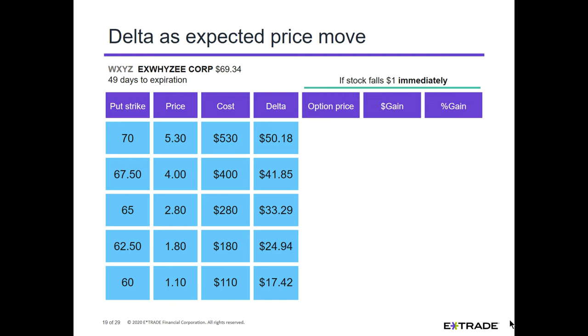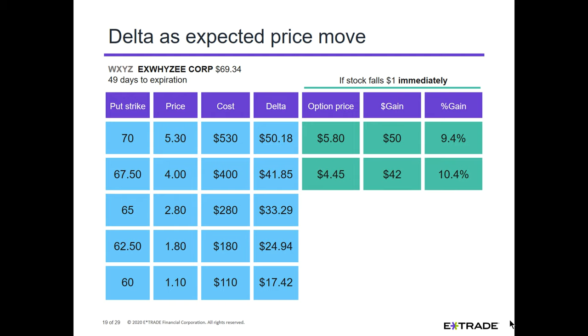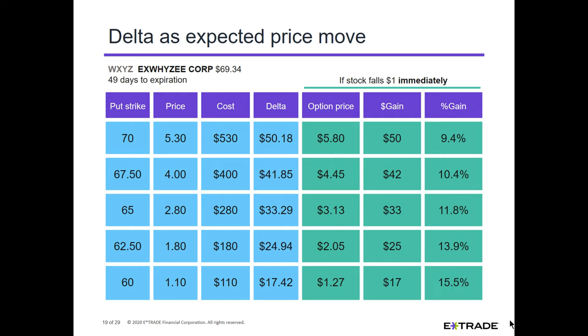But let's look at it in a different way. Let's compare the option price to the gain that would occur. First one, the option goes from 530 to 580. That's a gain of $50 or 9.4%. The 67.50 goes up $42 for a gain of 10%. And you can see below, as we go down to the 65, the 62.50, the 60, we've got greater percentage gains.